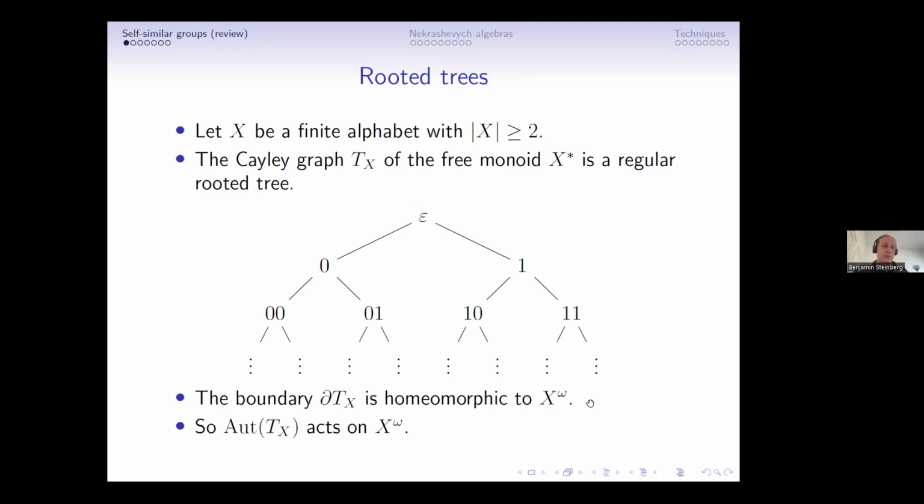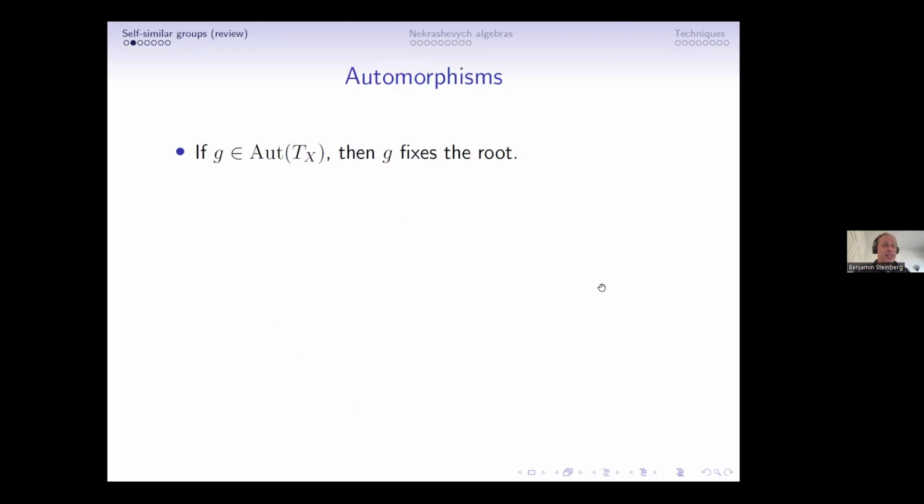And the automorphism group of this tree acts on this Cantor space in the natural way: an automorphism fixing the root acts on the space of infinite paths starting at the root. Notice that any automorphism of this tree preserves the root because every vertex has degree 3 except the root. The root is the unique vertex of degree 2, so any automorphism must fix it. And therefore it preserves the distance from the root. So it preserves word length if you like. Okay, that's what this is saying.